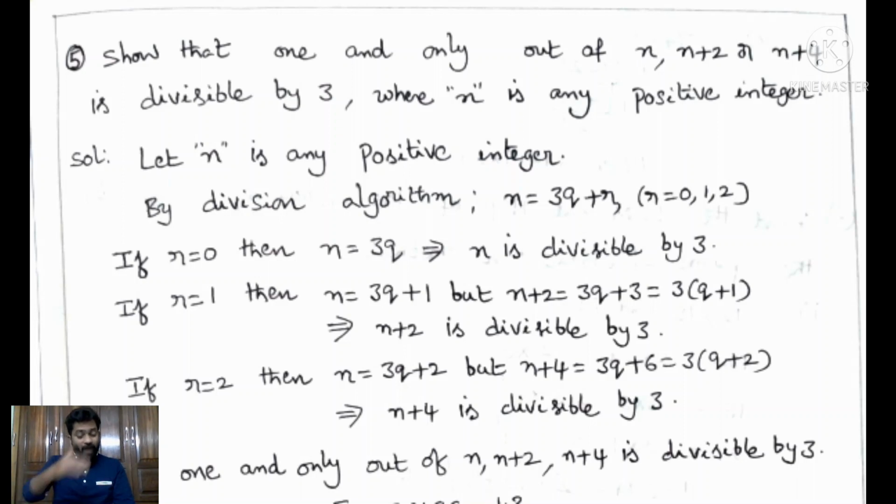Last one, if r equal to 2, then n equal to 3q plus 2, but n plus 4 is equal to 3q plus 6. Here 3 common. 3 into (q plus 2). That implies n plus 4 is divisible by 3. Therefore, one and only one out of n, n plus 2, n plus 4 is divisible by 3. So, 1.1 is finished.